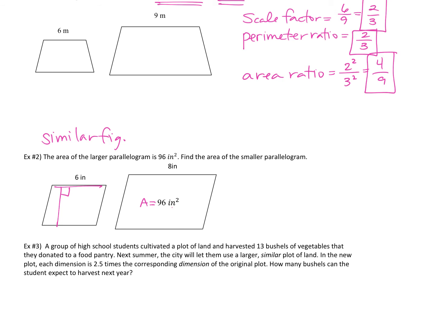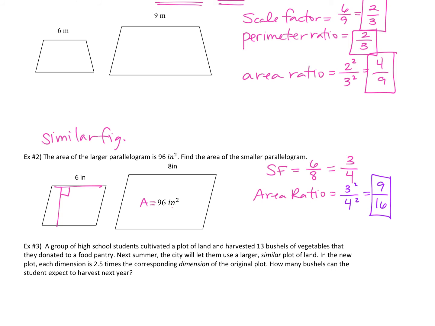Because they're similar, then we know their area ratios have to be the square of their scale factor, right? Can you tell me the scale factor of these two figures? 6 to 8. Now here's the deal. You must reduce, right? So it's 3 to 4. Your scale factor is 3 to 4. So what is your area ratio? Right. You are going to square that 3 to 4. So 3 squared to 4 squared is 9 to 16. Okay, that's your area ratio.